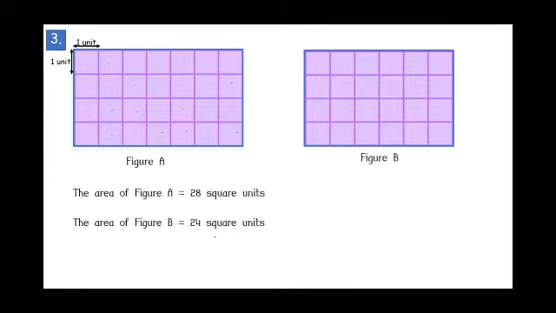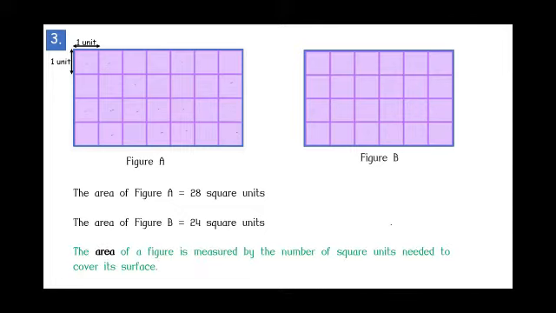Now, the most important thing, the idea you are seeing, is that we can do this by dividing the figure into squares, and these squares must be of the same size, okay? And for the unit, this unit can be centimeter, it can be meter, it can be kilometer, it can be mile, it can be any length measuring unit. No problem. Okay. Now, here you can see the whole thing, that the area of a figure is measured by the number of square units needed to cover its surface.